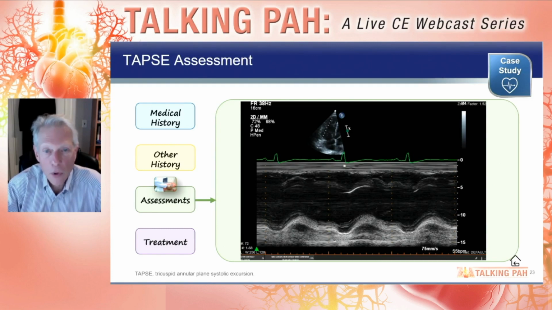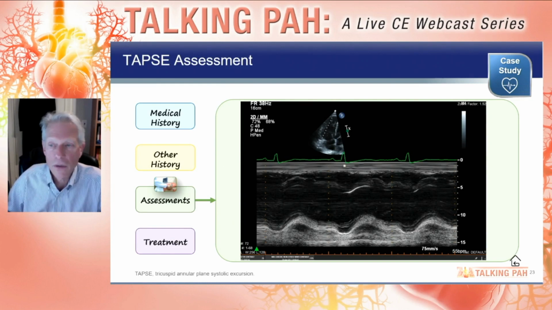and the M mode down below, and we're looking at the excursion between systole and diastole. And here we want to see that difference between about 1.7 or greater centimeters. And in this case, it's 1.6. So it's a borderline reduced.